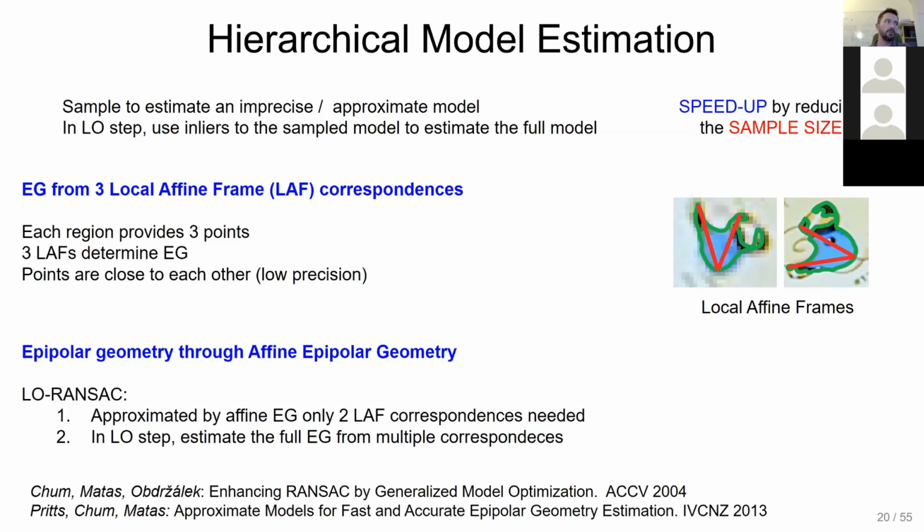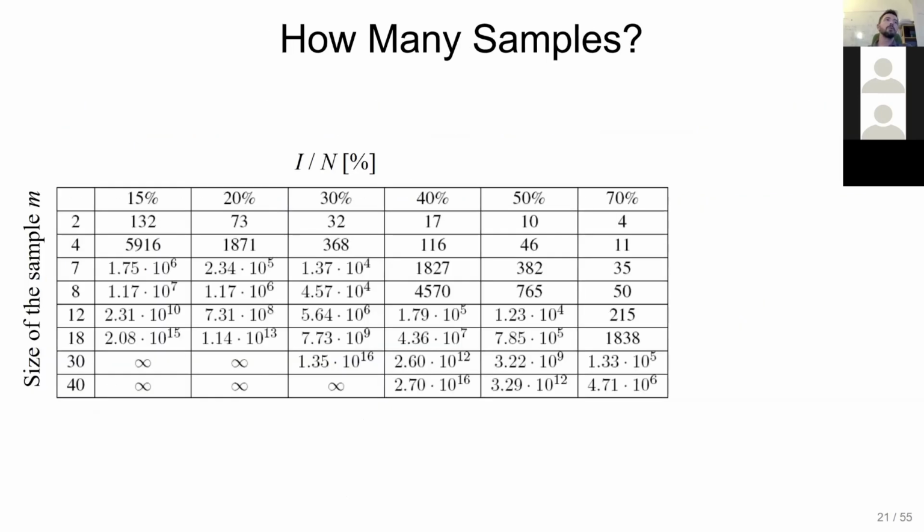So instead of estimating exactly epipolar geometry, you can estimate an approximate model, for example, approximate affine epipolar geometry, for which you need only 2 local affine frame correspondences. And in the local optimization step, you will take inliers to this model and you will try to refine the full model.